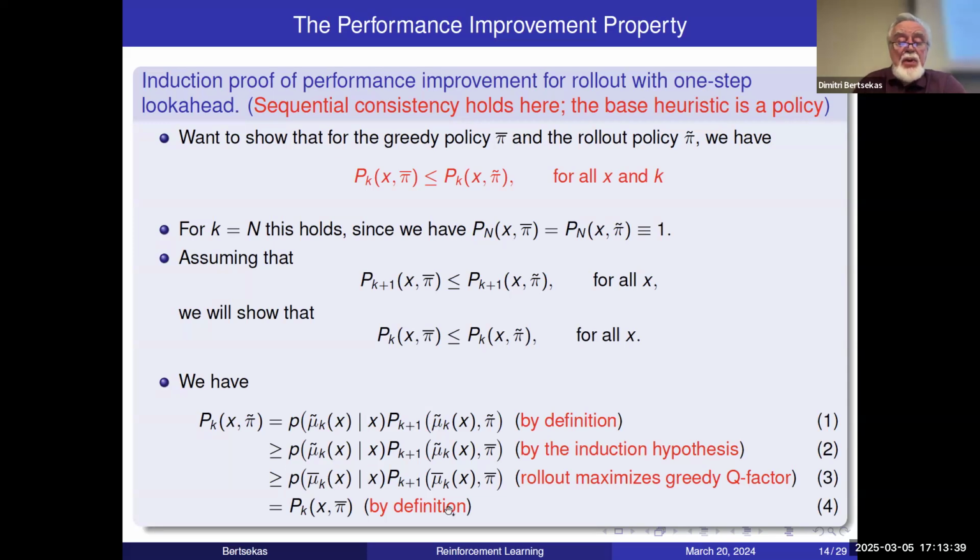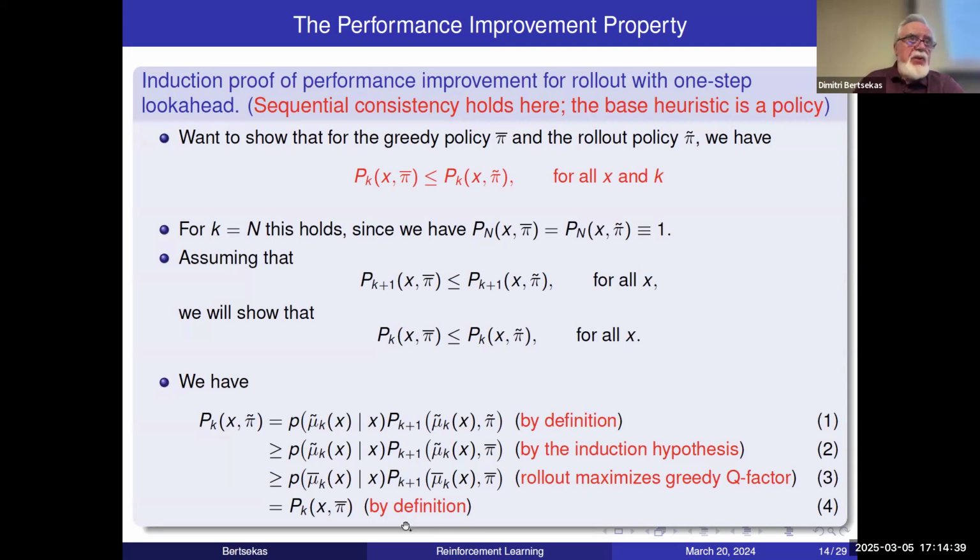And we have the next equation, which compares this expression with this expression. When we are doing rollout, we maximize this expression over all possible next states. And the maximum is attained by the rollout selection. Now, if you plug in here the greedy selection, you're going to get something that's smaller. So we have this inequality, and then by the definition of the greedy policy, you have this equality again. So it's a little bit hairy, but if you look at the details, it's quite simple. And it follows by the definition and by the induction hypothesis and the construction of the rollout algorithm.